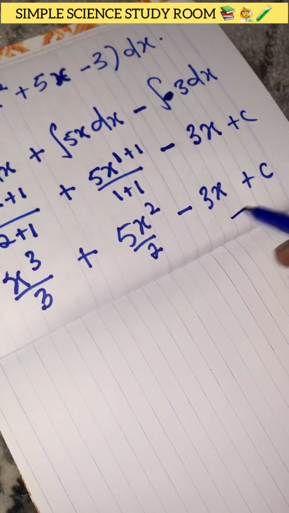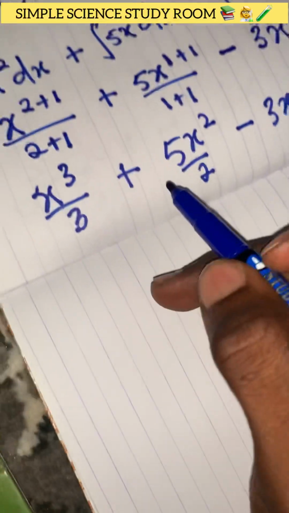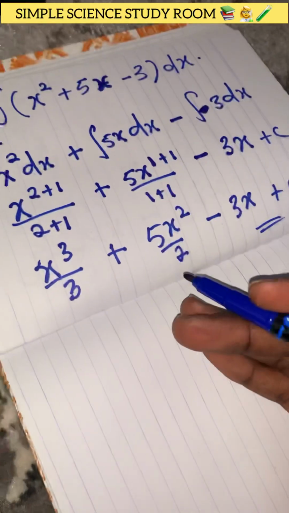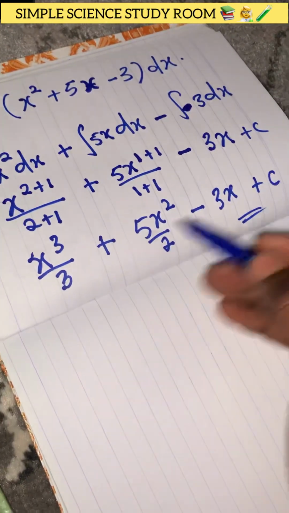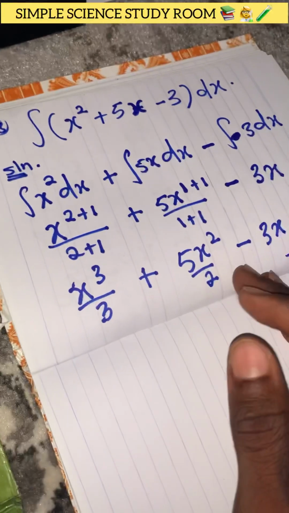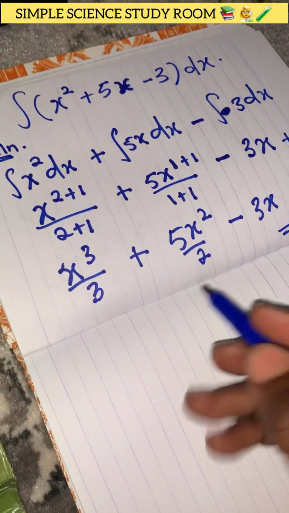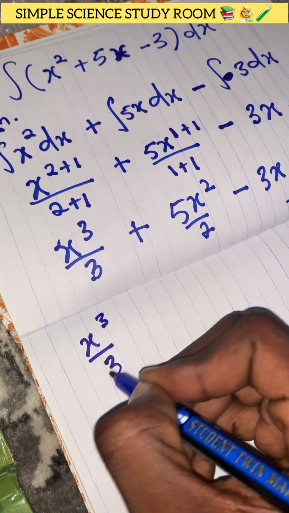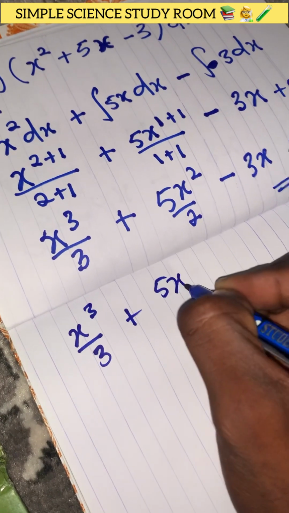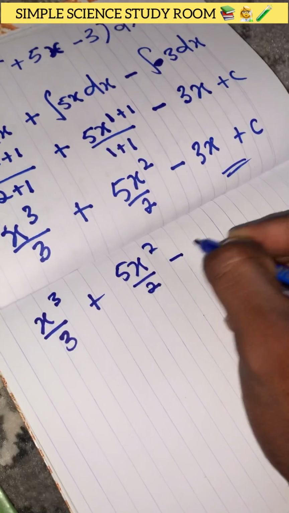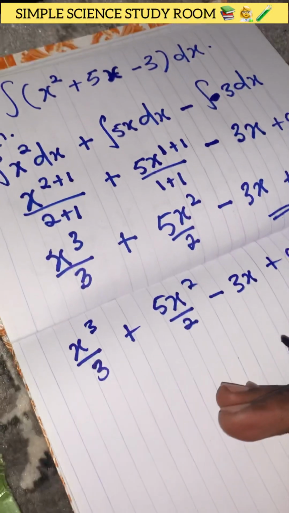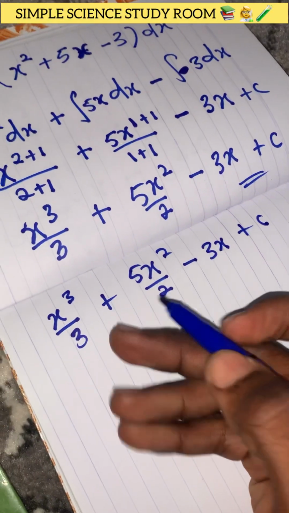Well, now this is the solution. Very simple. Well, as we said, integration is always the reverse of differentiation. Let's confirm from this question. Let's differentiate the answer of this integration, and it will give us the original question of the integration. We have x power 3 divided by 3 plus 5x squared divided by 2 minus 3x plus c as the answer of this integration. Now we differentiate this.